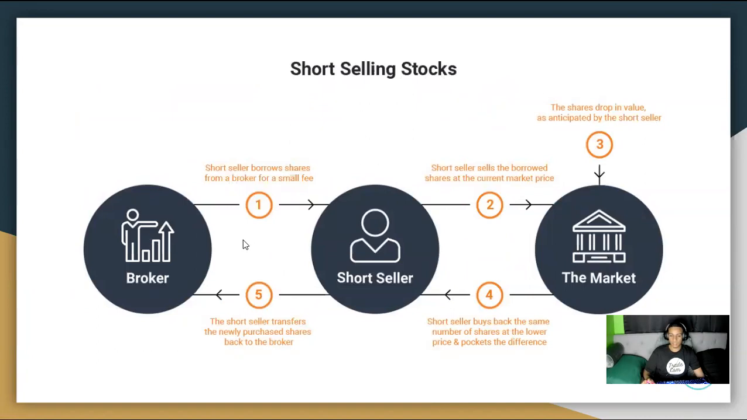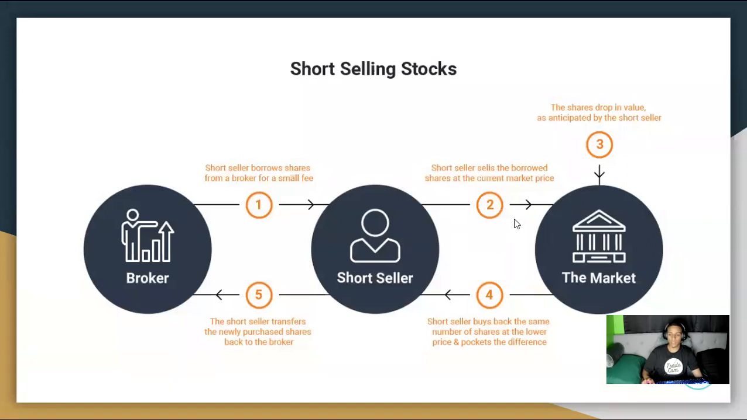Short selling stocks. So here's a little diagram of how it all works out. You have your brokerage right here, TD Ameritrade. The short seller borrows the shares from a broker for a small fee. I'm going to borrow 1 share of Apple at $100 per share. The broker is going to charge me $2, and now I'm the short seller. I'm going to take it to the market and sell my borrowed shares at the market price.